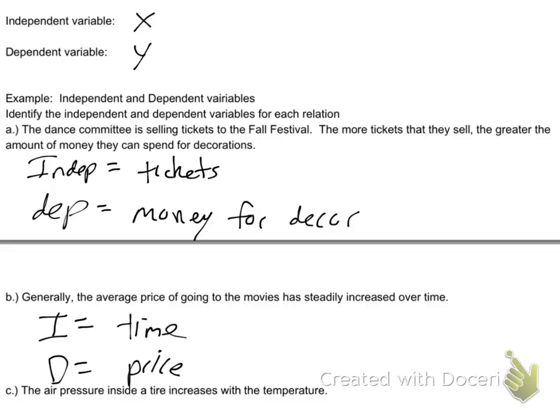And the last one here for this, the air pressure inside a tire increases with the temperature. Mike? The temperature is independent and air pressure is dependent. Mike says temp is your independent, dependent is the pressure. Is that correct? Because if the temp changes, the pressure changes. It's not the other way around.